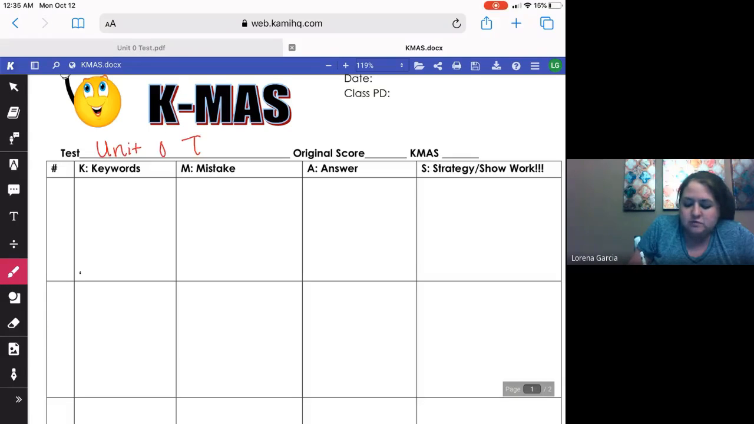You do not have to use the form that I upload. You don't have to edit it. You can get a blank paper and make a chart with number and KMAS, and then you can show your work there. So again, you can do this on a blank paper. You don't have to print or edit my chart.